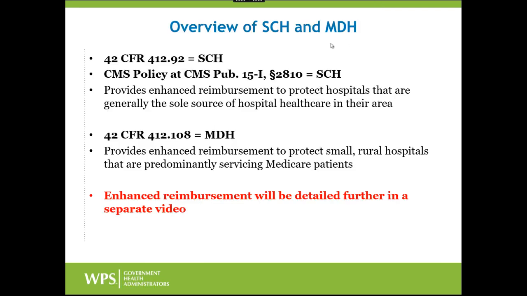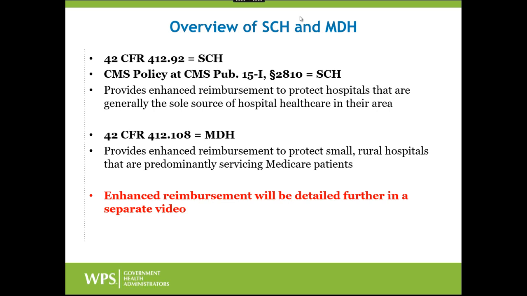So first of all, just an overview of the regulatory and policy authority behind each payment type. We have 42 CFR 412.92 that deals with the sole community hospitals, and there's also additional policy in the CMS Pub 15-1, Section 2810. Now the idea with a sole community hospital is that the policy and the regulations provide for enhanced reimbursement to protect the hospitals that are generally considered to be the sole source of hospital health care in their area. We'll define that a little bit further in just a bit.